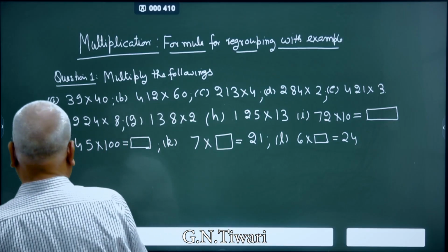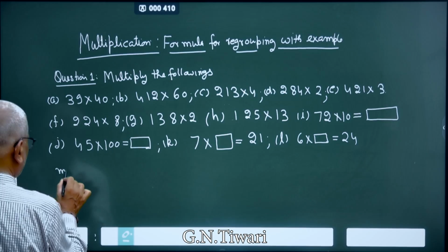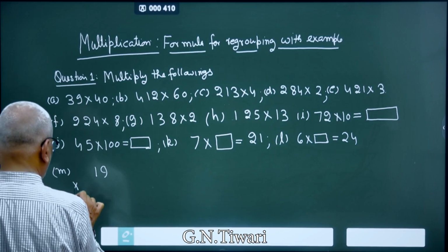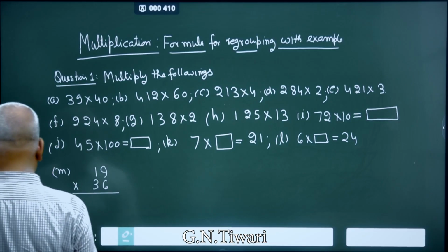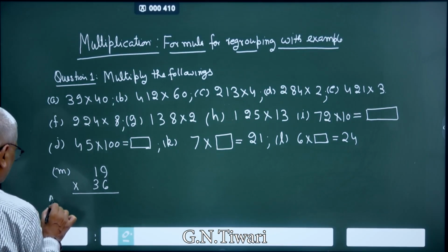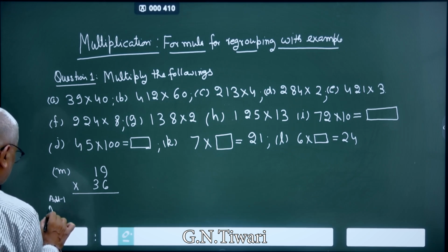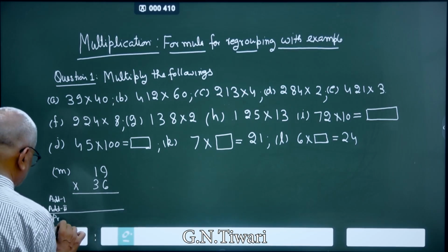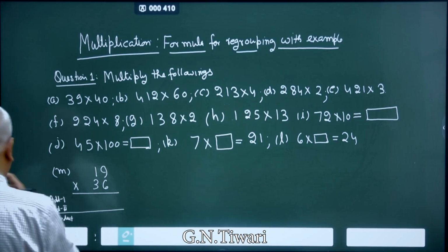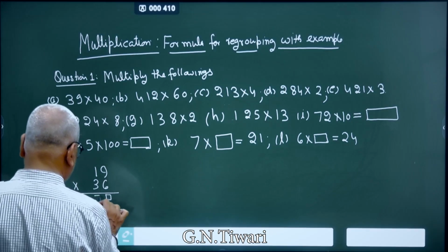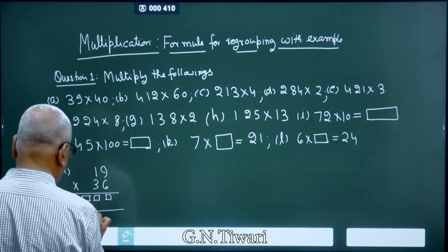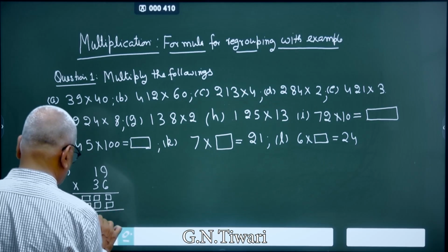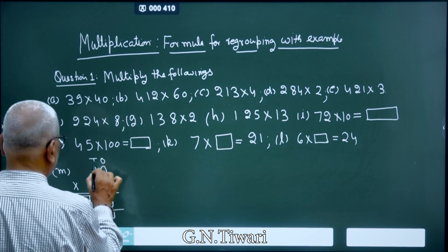M. Here, this is 19 into 36. Then you have to answer addend 1, addend 2 and product. So what will happen is that here the first number will come, the second number will come and the third number will come. Here also the third number will come. OTH.